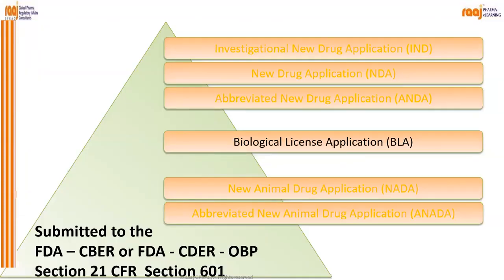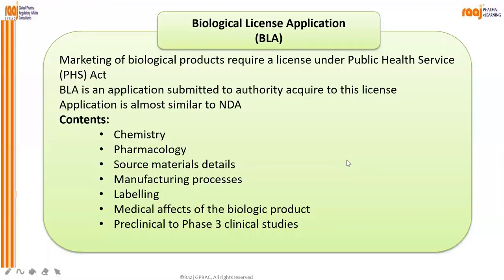Then come to BLA. Okay, so we have covered IND, NDA, ANDA. Now we talk a little bit about BLA. BLA is the Biologics License Application and it is purely used for marketing your biological products which require this license. Okay, so this application is almost similar to NDA.